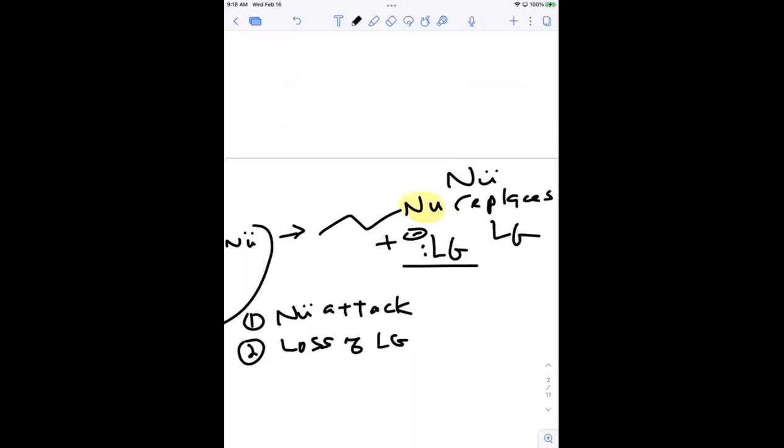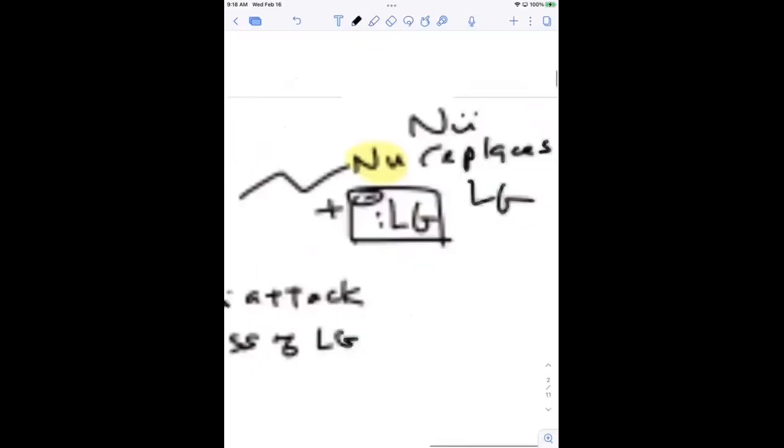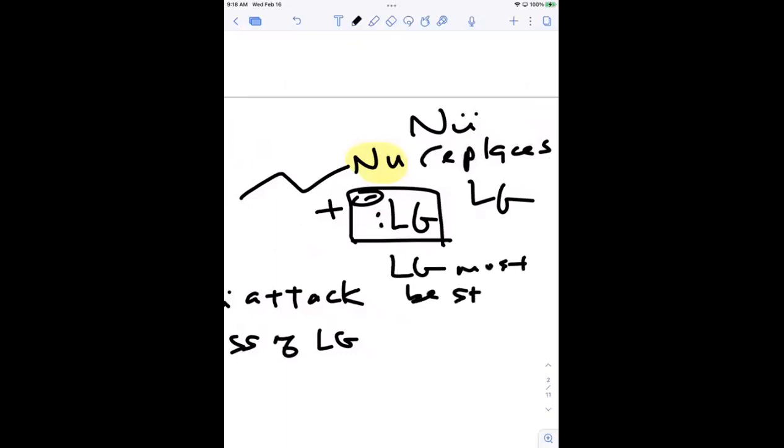And then one other thing to notice is the leaving group itself has got to be stable as an anion. If the leaving group is negatively charged, if it's taking a pair of electrons, then you need a way to stabilize that. And so you're going to find out that that's how we classify leaving groups as good or bad: whether or not, when they leave, you have the ability to stabilize them.